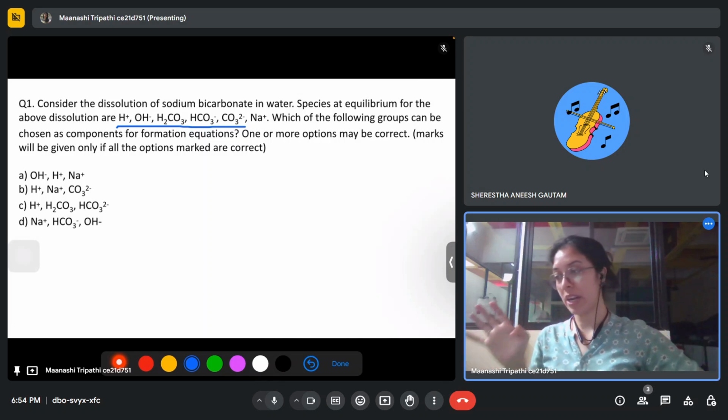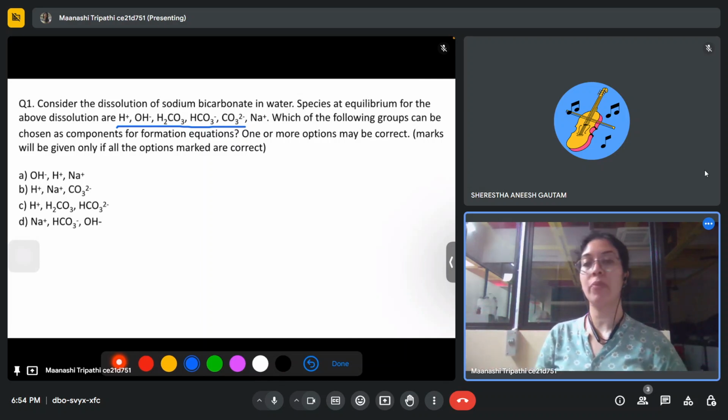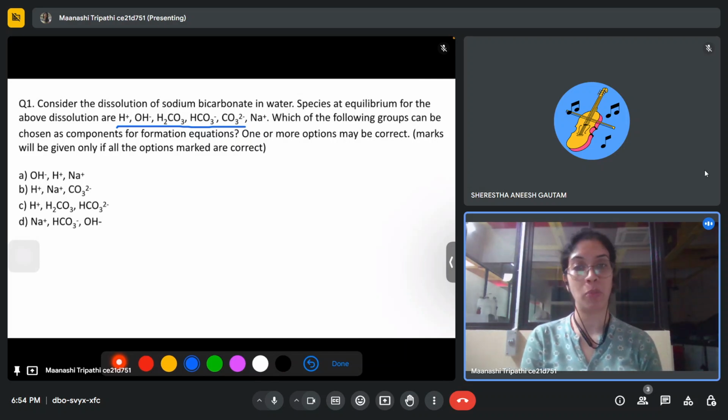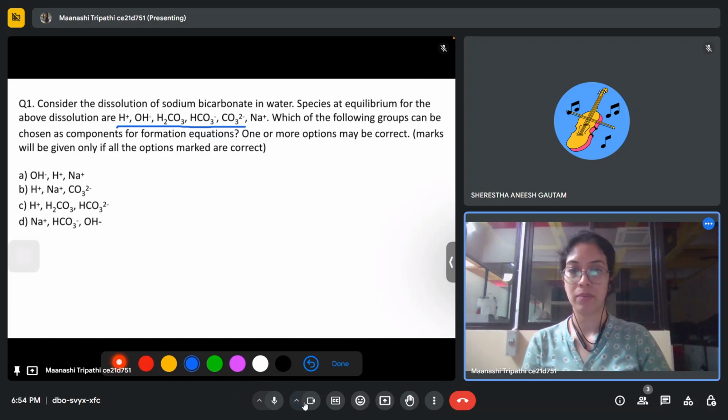Please write the species. Species are there. Please write the components part. That is step 2 of the component balance. So please try to find out the answer. You can write in the chat box. I'll give you a minute to do this.